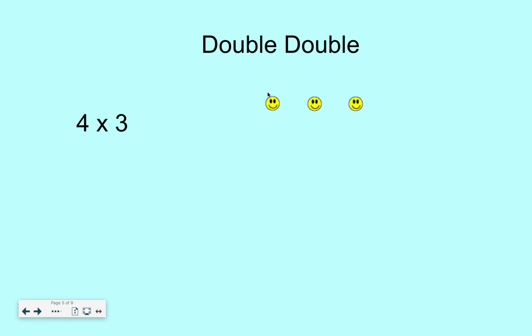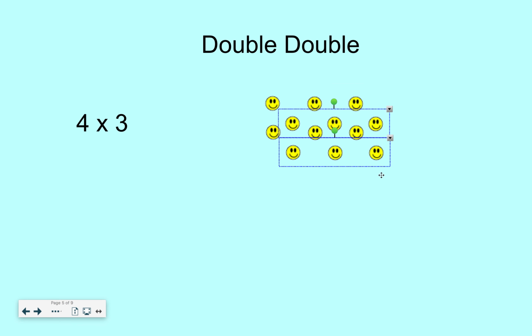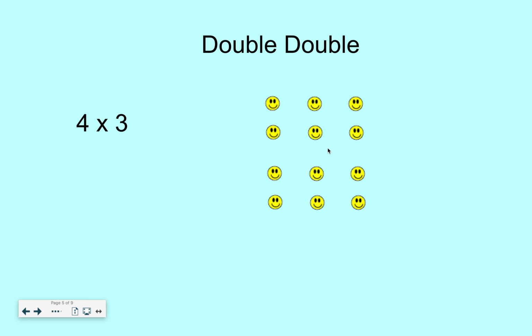So in double-double, I take my original set of 3. I know I need 4 groups of 3. So I can do this with 4s. So I take that group of 3 and I double it. So now you'll notice I have 6. So I've doubled once, but now I'm going to double that group again. So I had 6, and once I double it again, I have 12. So I doubled once, then I doubled that amount twice, which is going to give me the 4 groups. So I doubled once to get 6, double the 6 to get 12.